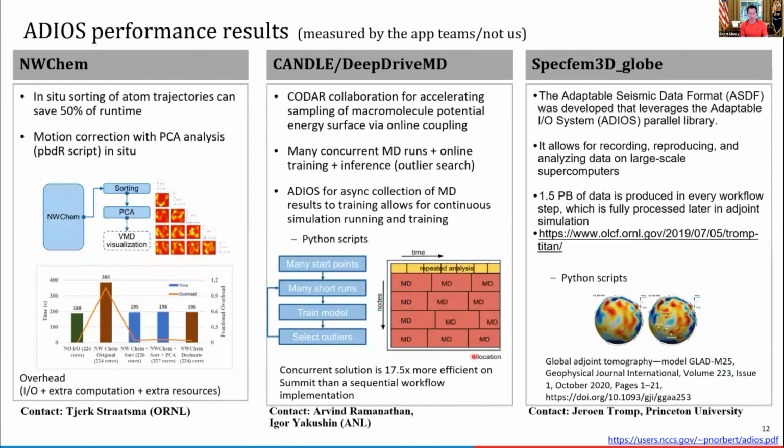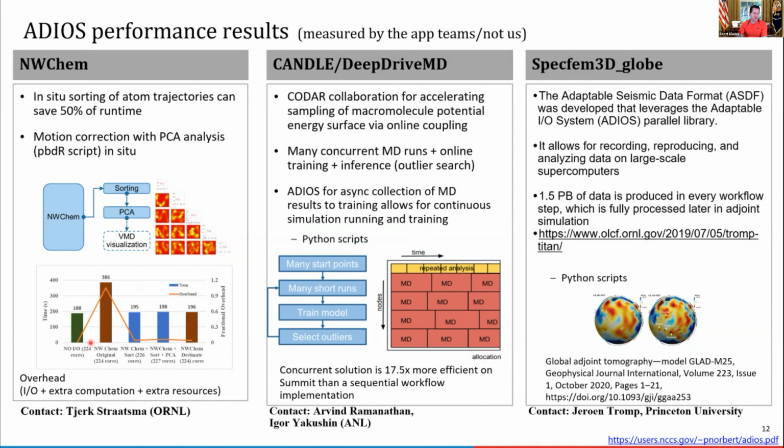There are cases with NWChem where, rather than just going into your code and having them sort their atoms and then write this, we asked: could we use ADIOS and its staging capability to do more? So go and do more: sort, run a principal component analysis, run a visualization.